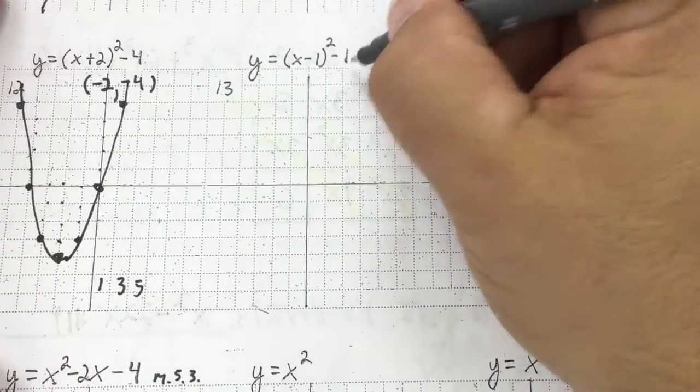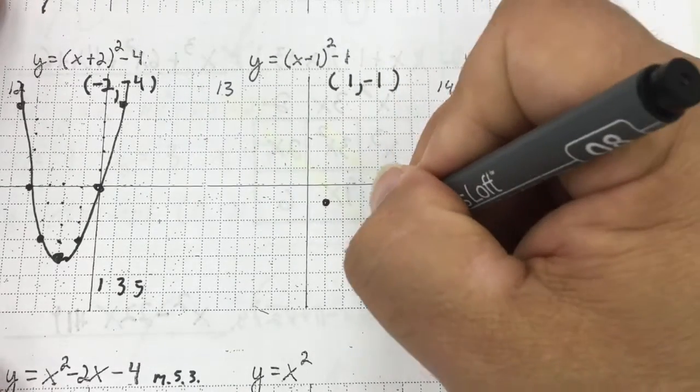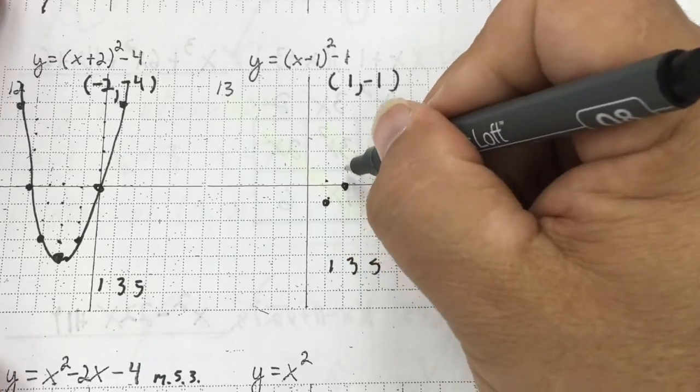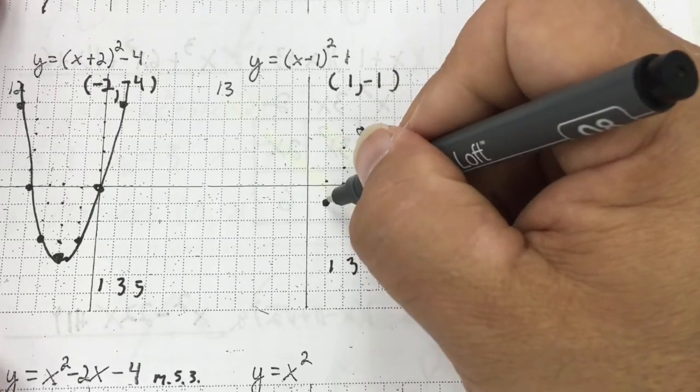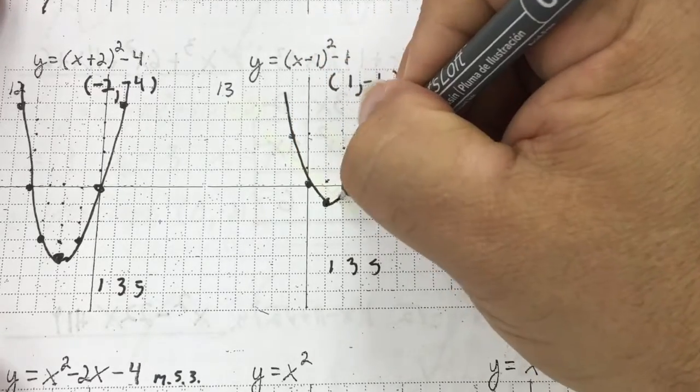Now the parabola. This time the vertex is going to be located at 1, negative 1. I go right 1, down 1. And I implement the 1, 3, 5. I go up 1 over 1, up 3 over 1. Go back down to the vertex, up 1, left 1, up 3, left 1. And now I'm going to connect the dots with a gentle curve.